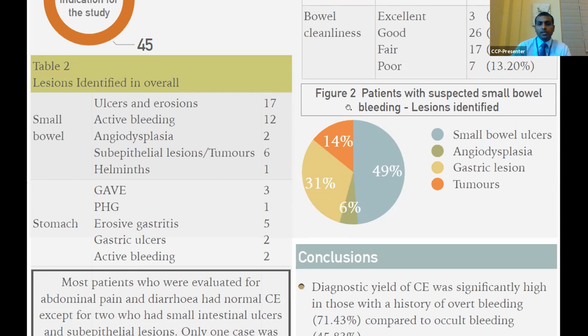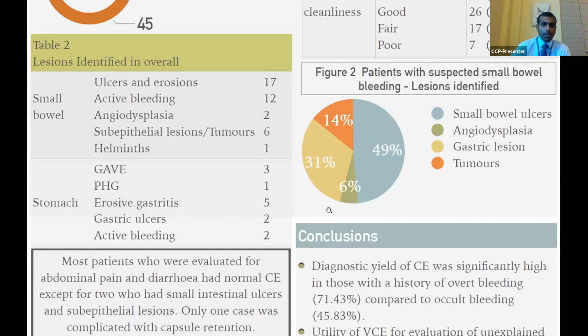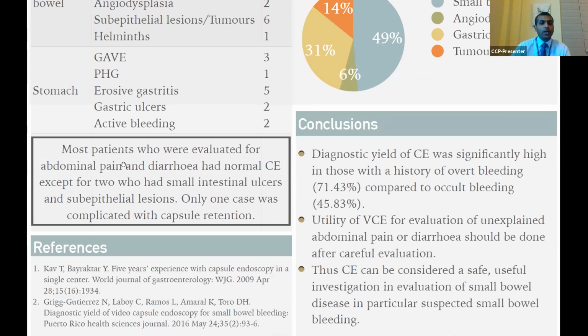If you look at figure 2, I have shown the lesions identified in patients with small bowel bleeding, and small bowel ulcers were the most commonly found lesion, in about 49% of the patients. Interestingly, 31% of patients were found to have gastric lesions. Most patients evaluated for abdominal pain and diarrhea had normal capsule endoscopy, except for 2 patients who had small ulcers and subepithelial lesions suggestive of lymphonodular hyperplasia.